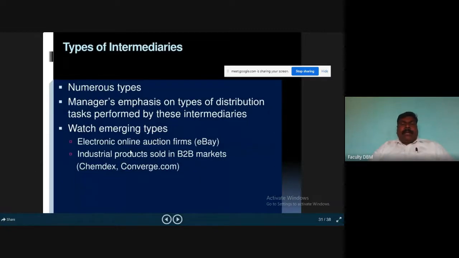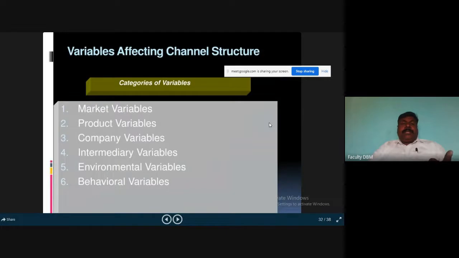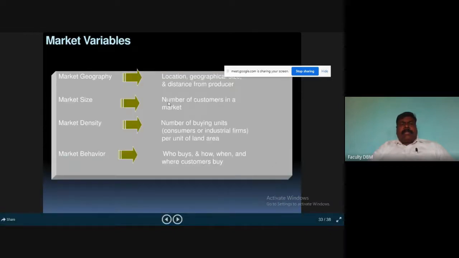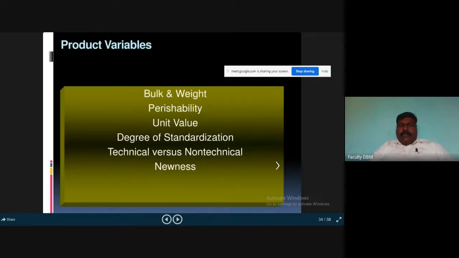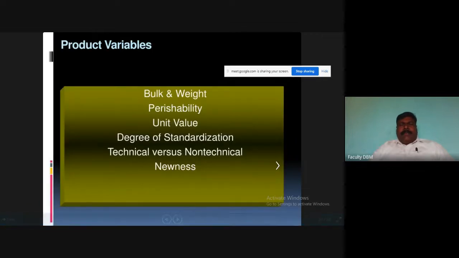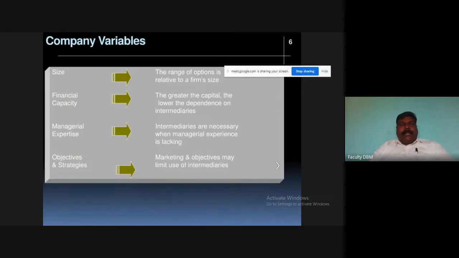Emerging types include electronic online auction firms like eBay, industrial products, and B2B markets. Managers' emphasis on types of distribution is prompted by these variables: market variables, product variables, company variables, and intermediary variables and behavior. You can see market geography, market size, market density, and market behavior; product variables: bulk and weight, perishability, unit value, degree of standardization. This is added information about the products. Company variables: size, financial capacity, managerial expertise, objectives.